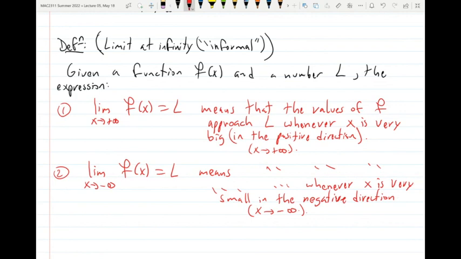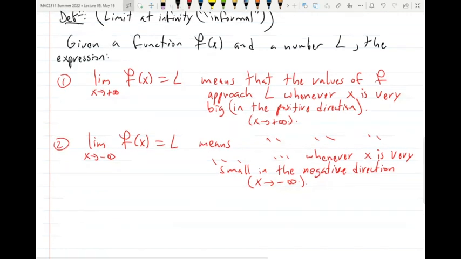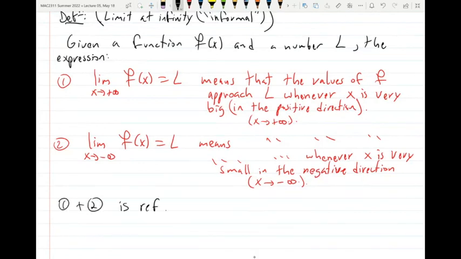Collectively, remember, this is referred to as the end behavior of the function. So 1 plus 2, the combination, is referred to as the end behavior. It's one thing.